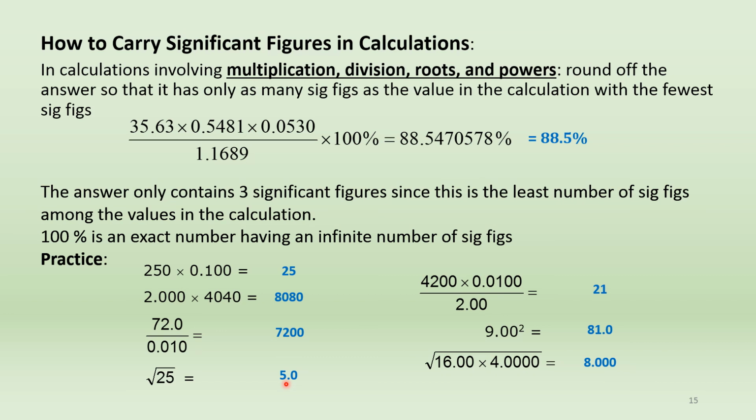Now, the rule I've just given you for multiplication, division, roots, and powers works most of the time. But there are occasions you'll see when it doesn't give the right number of sig figs in the answer. And I'll deal with those exceptions in a few pages a little bit further along in this video.